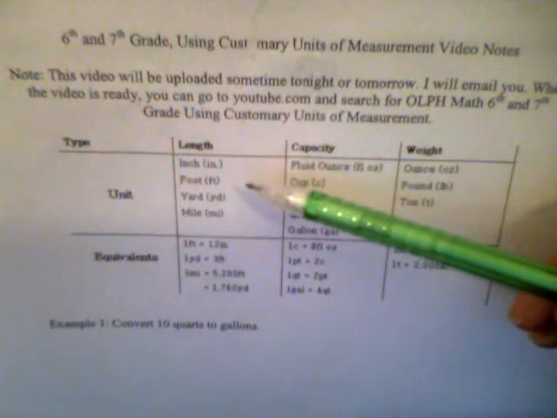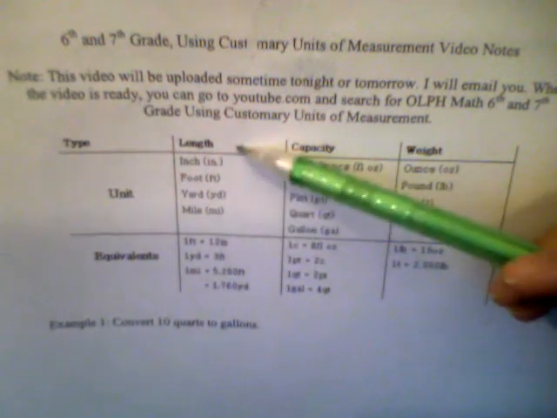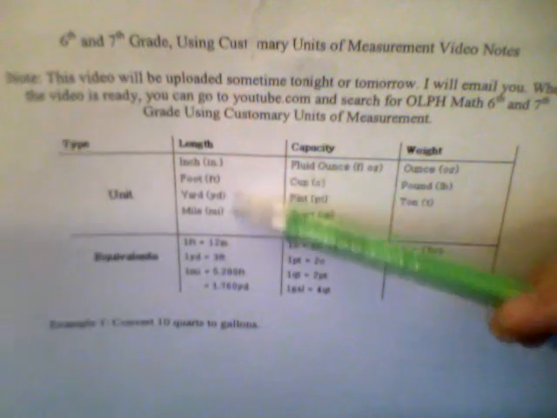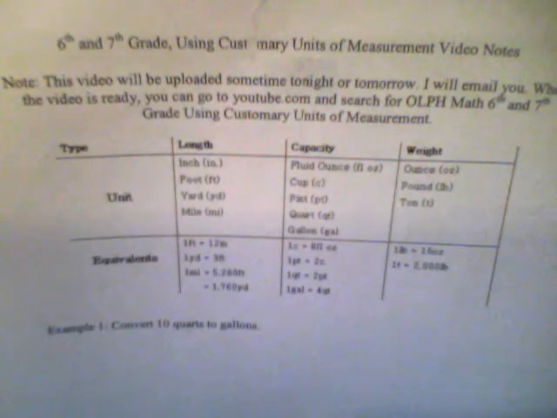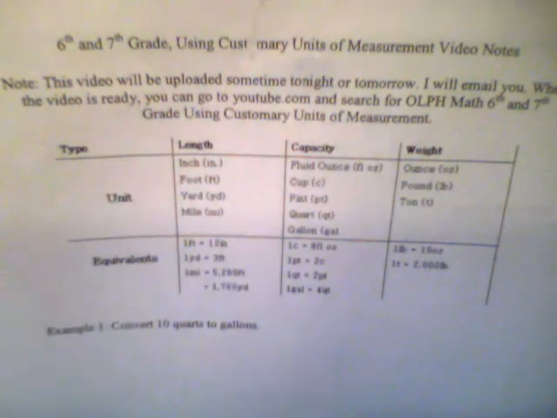Whenever we're in the customary units, when we're talking about length, we usually use inch, foot, yard, or miles. For example, here in the United States, when I'm talking about distance, I usually refer to miles. Like I live 10 miles away from OLPH. When we're talking about capacity, we refer to ounces, cups, pints, quarts, or gallons. I think you've seen this when your mother goes grocery shopping. Like, she'll say, I'm going to buy a gallon of milk today. And when we're using weight, we use the units of ounces, pounds, and tons.